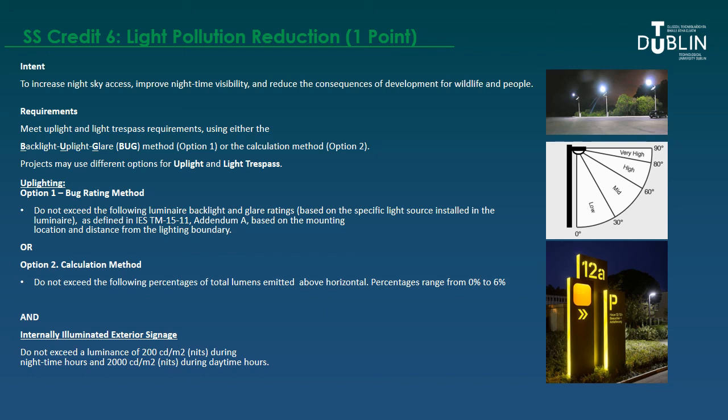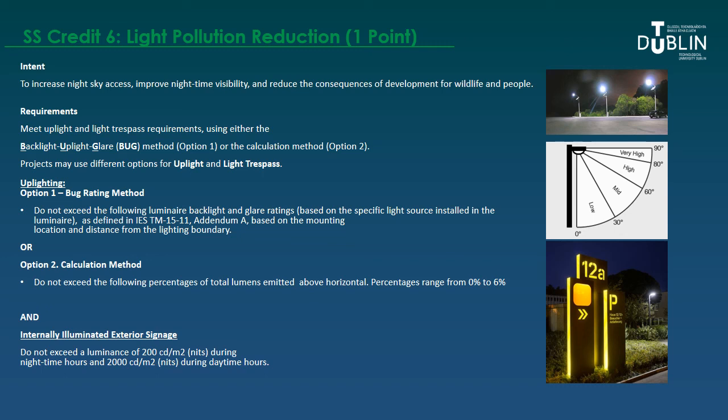So with the uplighting, the first option, the BUG rated method, there's a table again given in the manual, and you can't exceed some of the ratings. You can't exceed the ratings given in those tables, and as defined in that. And there's mounting distances and locations, etc. So there's a table of values that you can't exceed, or you can calculate the amount of lumens that you'd have, and then there's again a table about percentages that you can't exceed.